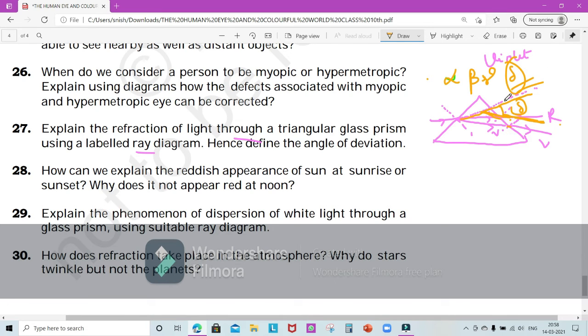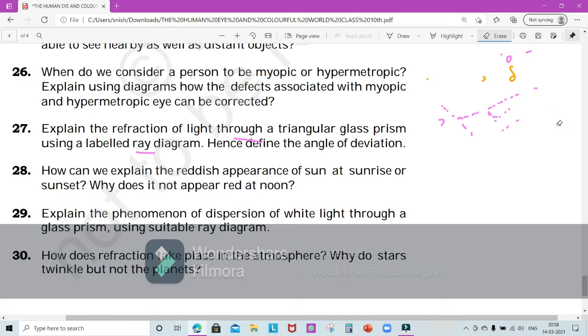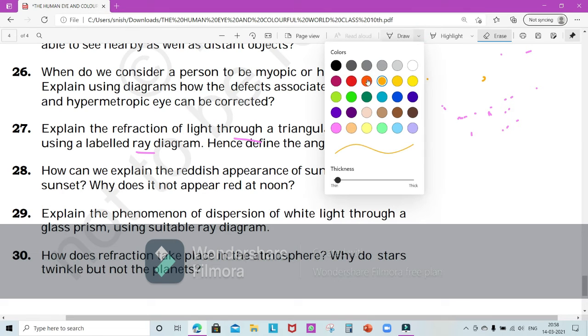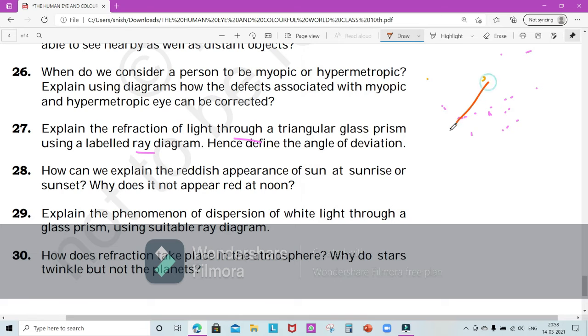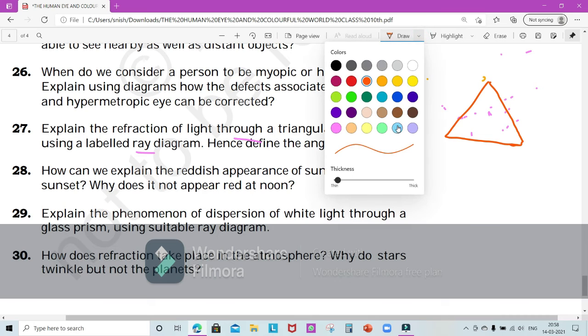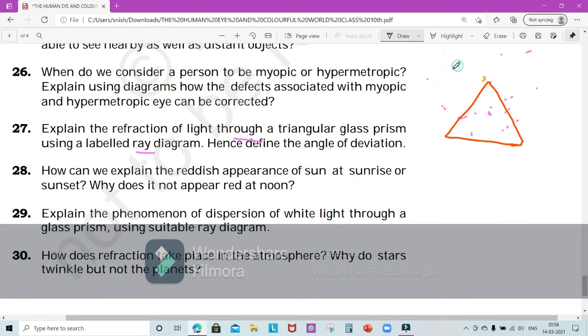And for violet, it's the same. But if you use a monochromatic light, as I said previously, what is a monochromatic light? A light which contains only a single color, in simple terms, only violet or only blue or something. Let's just try that. This is a prism. What color do we like? Let's take brown, for no problem.